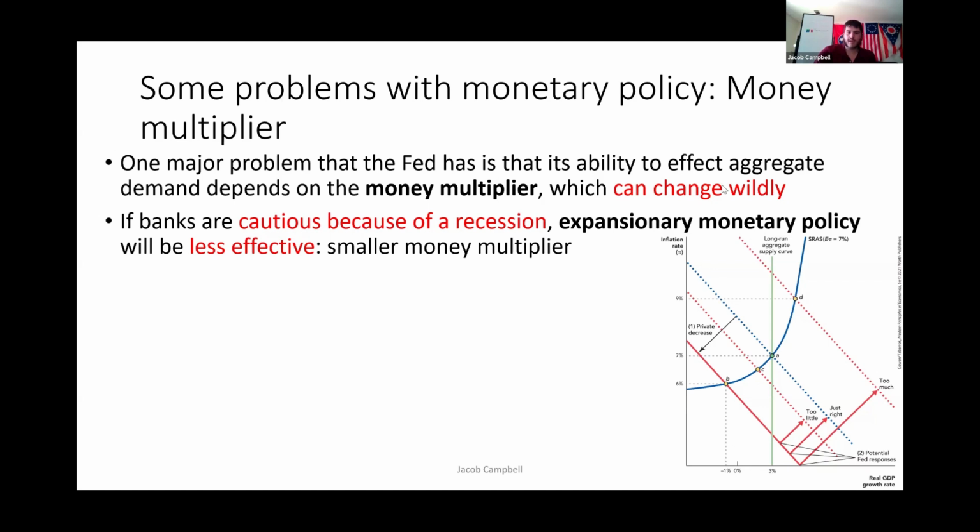You see here on the graph an example of different money multipliers and different scales of intervention. It's possible to go overboard, right? You can go too far with expansionary policy and overshoot your goal.